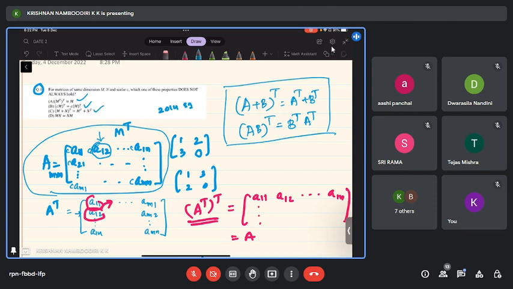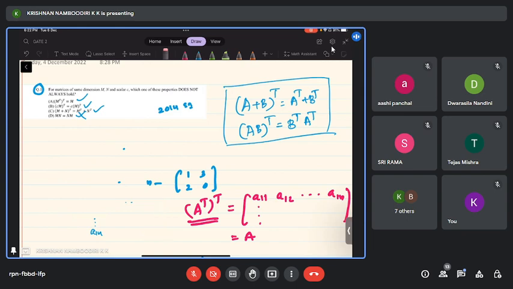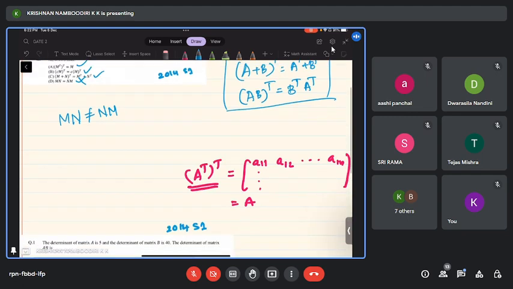So which one is the incorrect option? That is definitely the last one. The last one is incorrect. M into N. So I will erase some of these things. M into N is not equal to N into M in general. Okay, you can take an example and you can see this. Matrix multiplication is not commutative. I can take an example and I can show you.